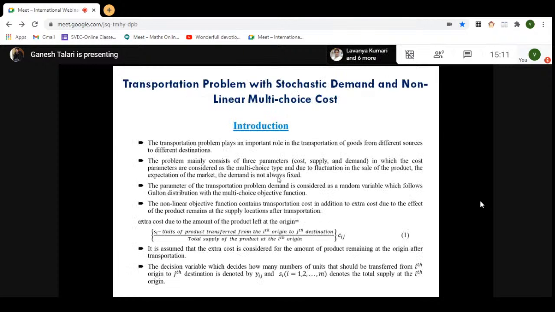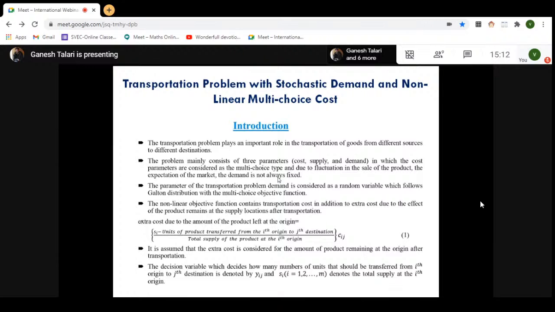Now I am considering an example of that: the transportation problem with stochastic demand and non-linear multi-choice. The problem mainly consists of three parameters that I already discussed: cost, supply and demand. The cost parameters are considered as a multi-choice type due to fluctuations in the sale of the product or the expectation of the market, and demand is generally not fixed.